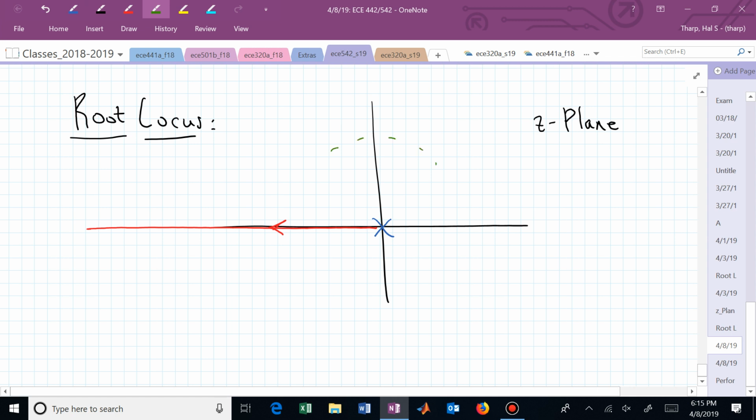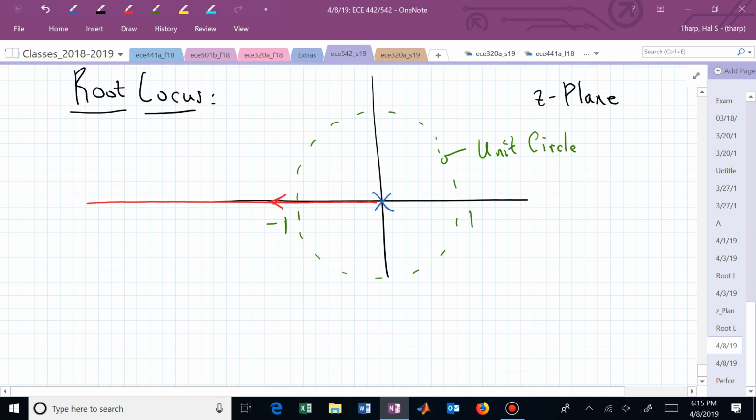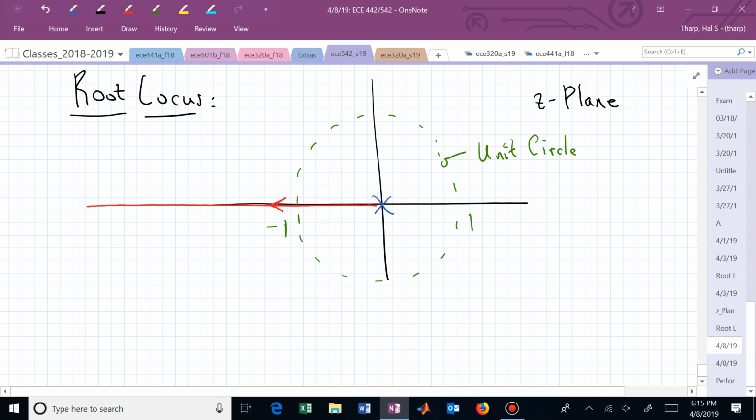And if I sketched the unit circle, there's 1 and -1. Does that help me with this question of stability? At k equals 0, I'm stuck at the origin. But now as I crank up the gain k, at some value of gain k, I'm going to exit this unit circle, and that would be a gain k that would drive my closed loop system unstable.